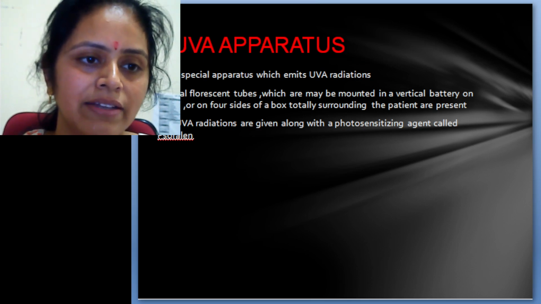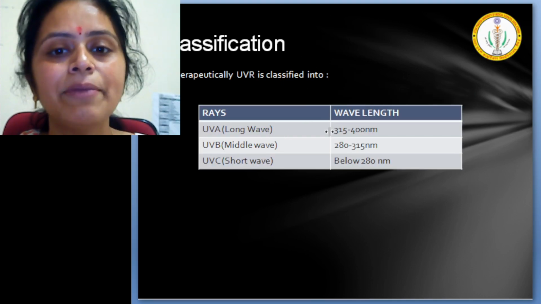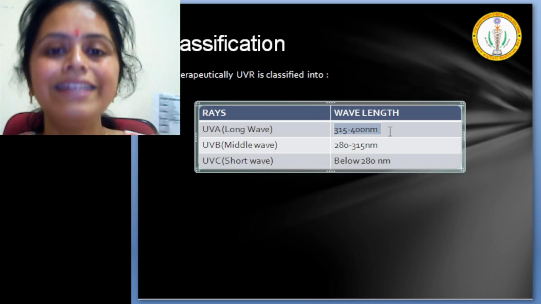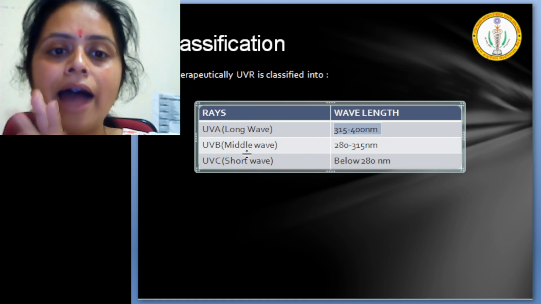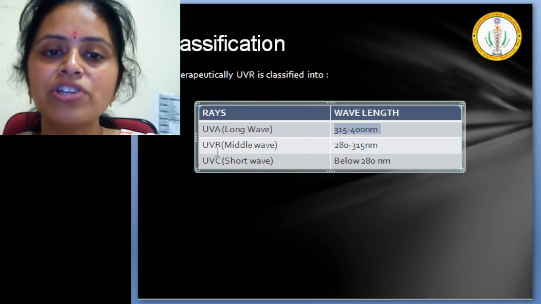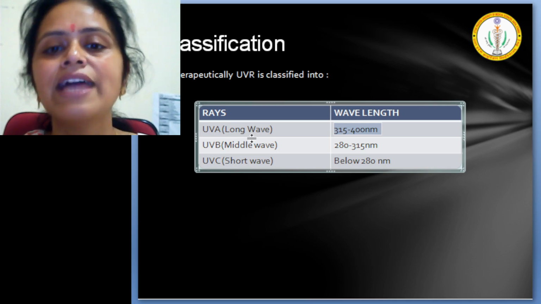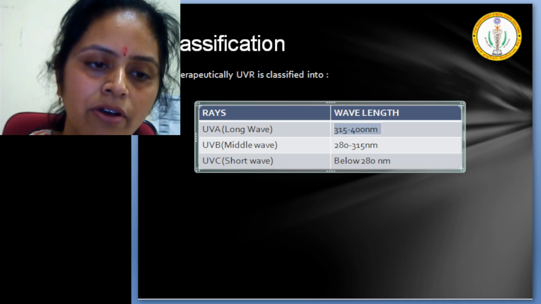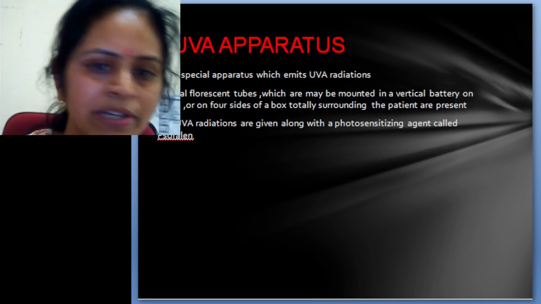Let me show you again the very first slide which has this. UVA is a long wave and it emits a wavelength of 315 to 400 nanometers. So basically the PUVA apparatus is only emitting this much wavelength. Other than this, the rest of the machines emit UVA, B and C, all three kinds. But PUVA emits only 315 to 400 nanometer wavelength. So this is basically the difference.